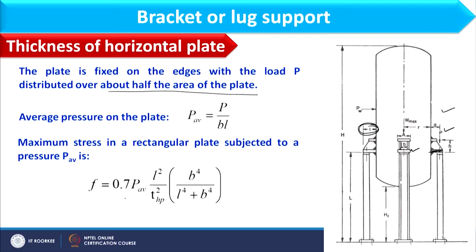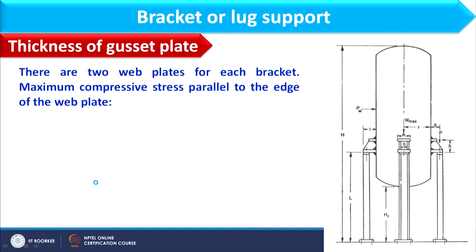F would be equal to 0.7 PAV L square by T square HP into B4 by L4 plus B4. So here THP is basically the thickness of the horizontal plate, all other parameters are usually known, and F is the allowable stress of the horizontal plate material. In this way we calculate the thickness of the horizontal plate.